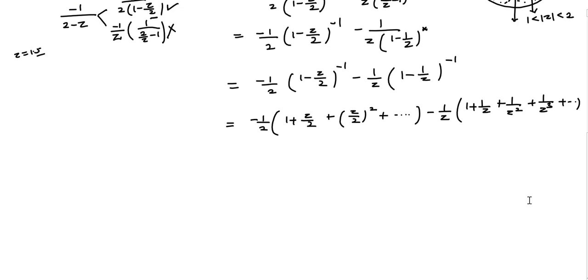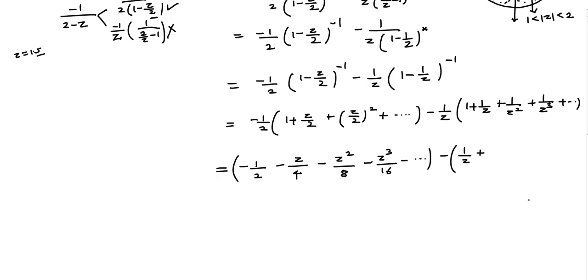So further simplifying, we can write here negative 1 by 2, open the bracket, we will get negative 1 by 2, negative z by 4, negative z square over 8, negative z to the power 3 over 16, negative dot dot dot, and here will be the negative of 1 by z plus 1 by z square plus 1 by z to the power 3 plus 1 by z to the power 4 plus dot dot dot.